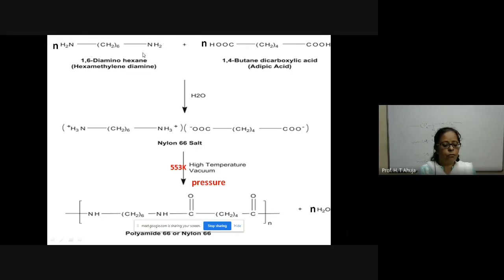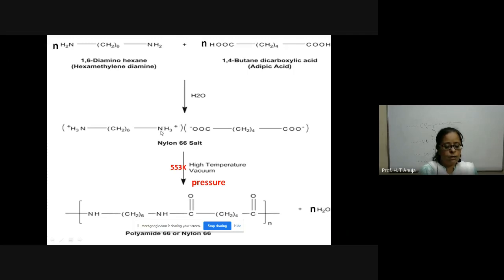Okay, here we have two amino groups. Here we have two carboxylic groups. So they are called bifunctional monomers. Now this nylon salt, which is obtained, is heated at a high temperature and pressure. The temperature is about 553 K, and it forms a polyamide, and n molecules of water are liberated.